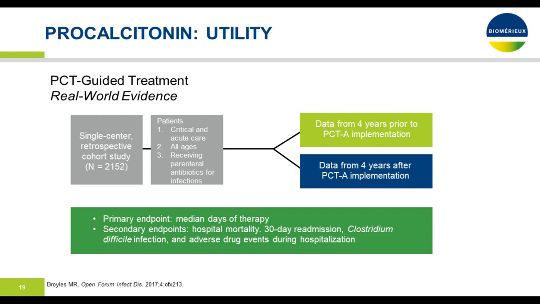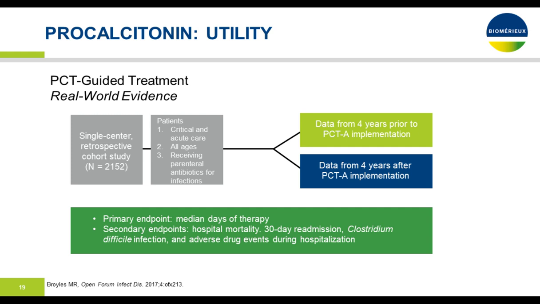Dr. Broyles from Arkansas also did a single center study. Again, very similar to Dr. Schutz. It was a single center retrospective cohort. He had over 2,100 patients. He took patients from all settings, so critical care and acute care. And he did a pre and a post. So he took data from 4 years prior to procalcitonin implementation, and then he had a washout period, and then he took data from 4 years after procalcitonin implementation.